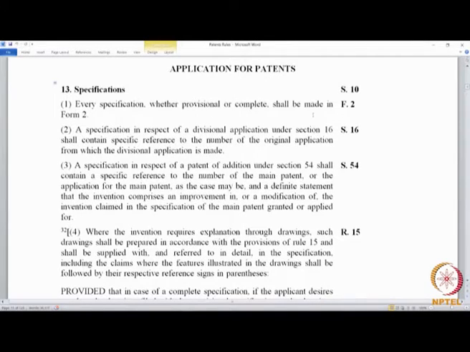Now, just like section 16, there would be now at least two applications. One, the original application, and in section 16 it was the divided or the divisional application. So, there are two applications which are related.